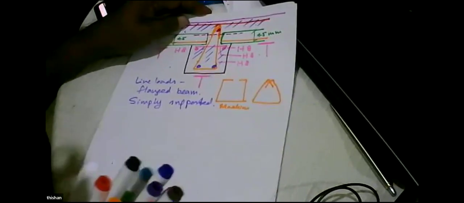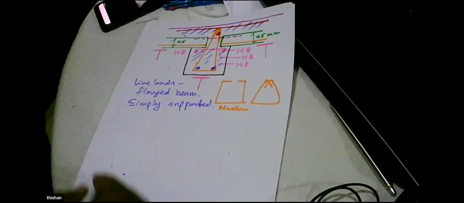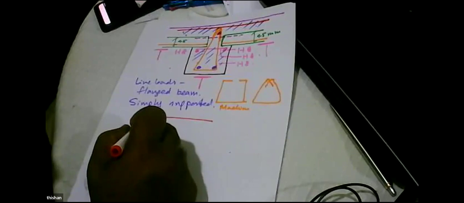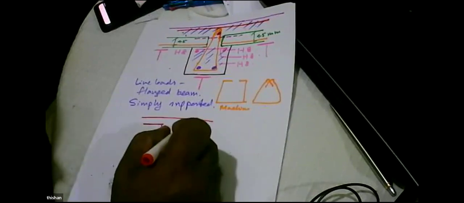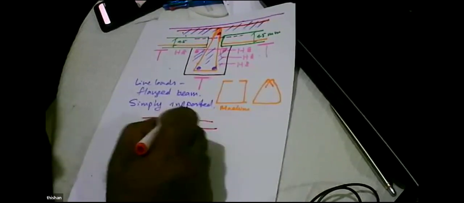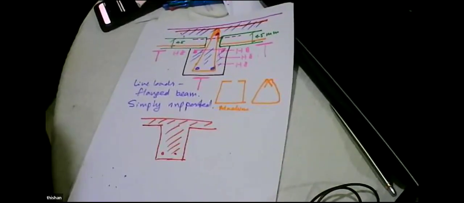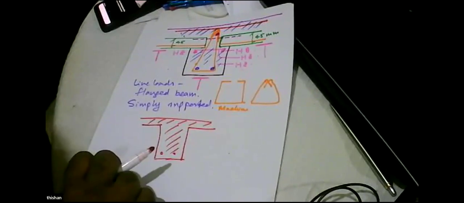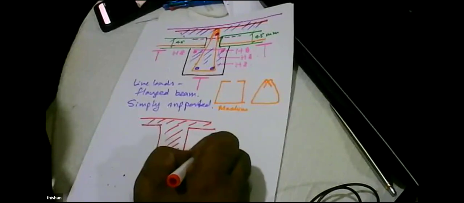Because we are considering that we put props. We put props for the beam. So basically, why we put props? The beam behaves as a flange beam. Because it's all linked properly. But simply supported.